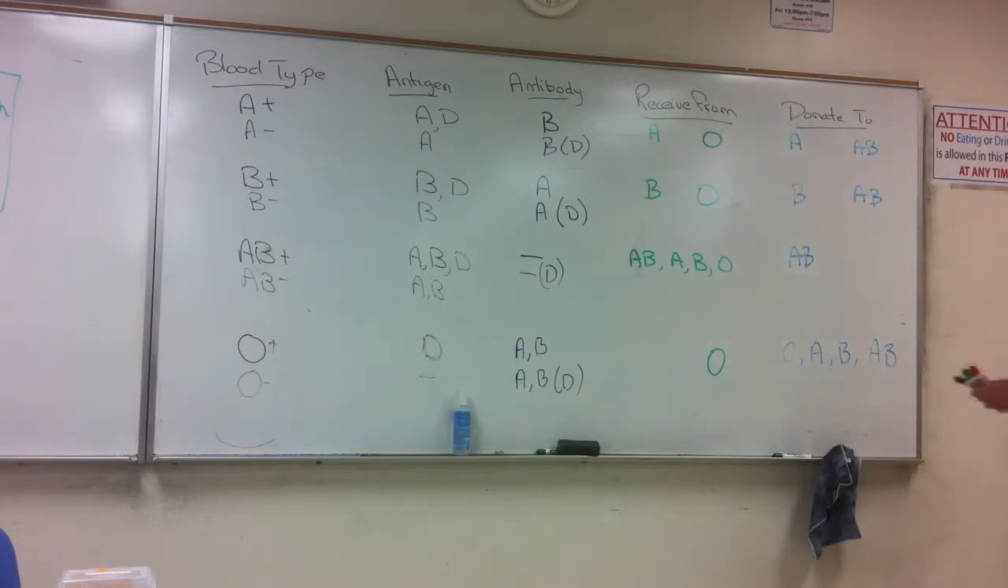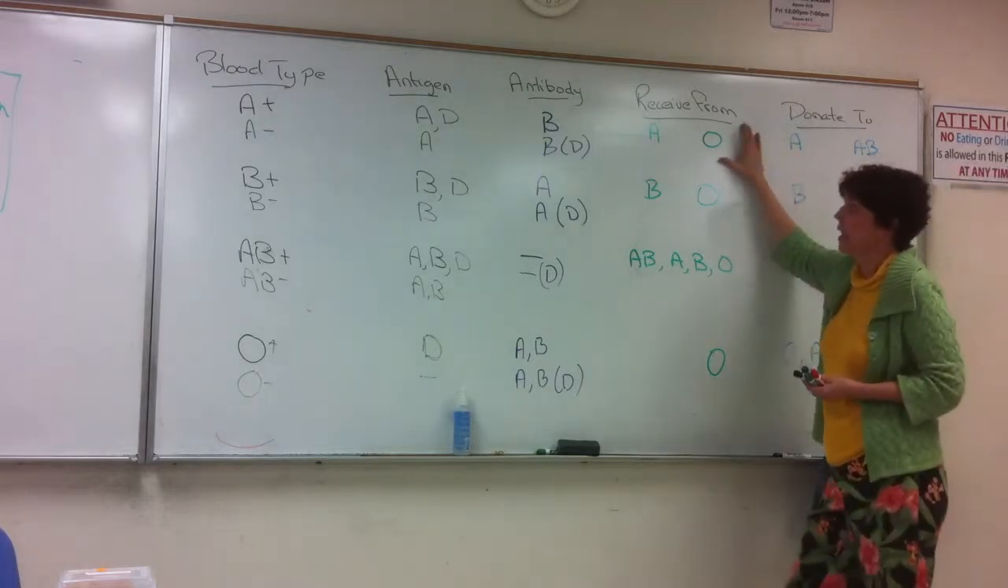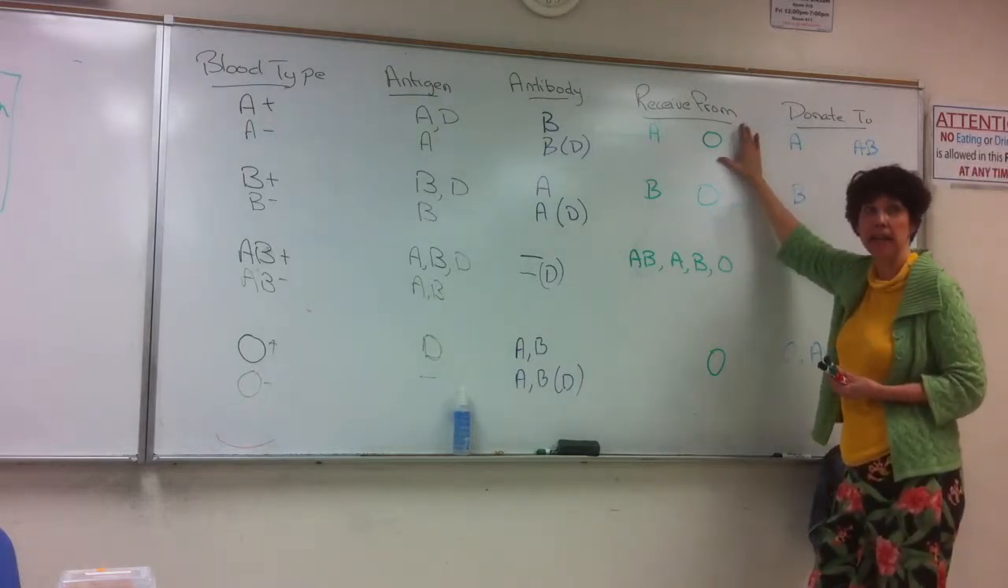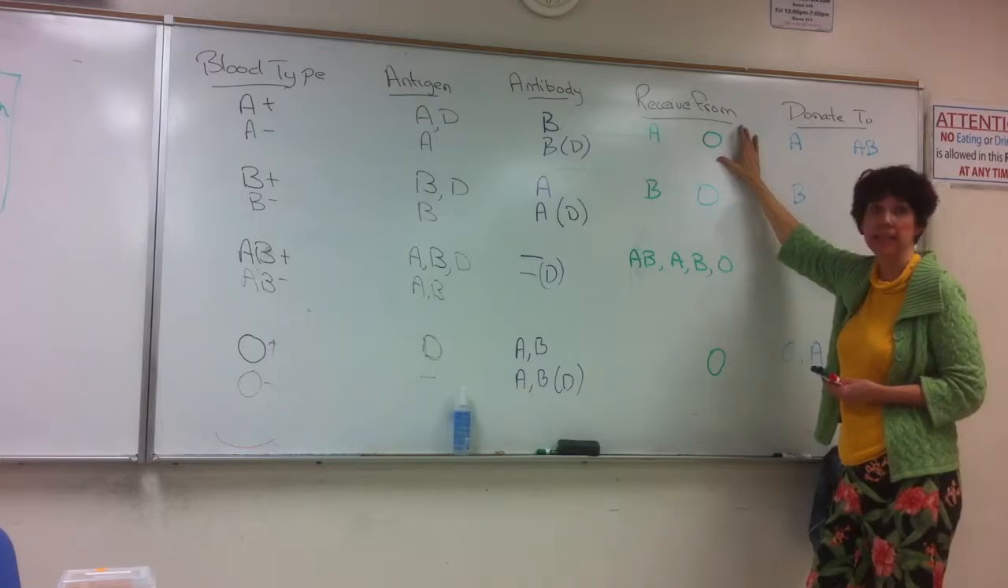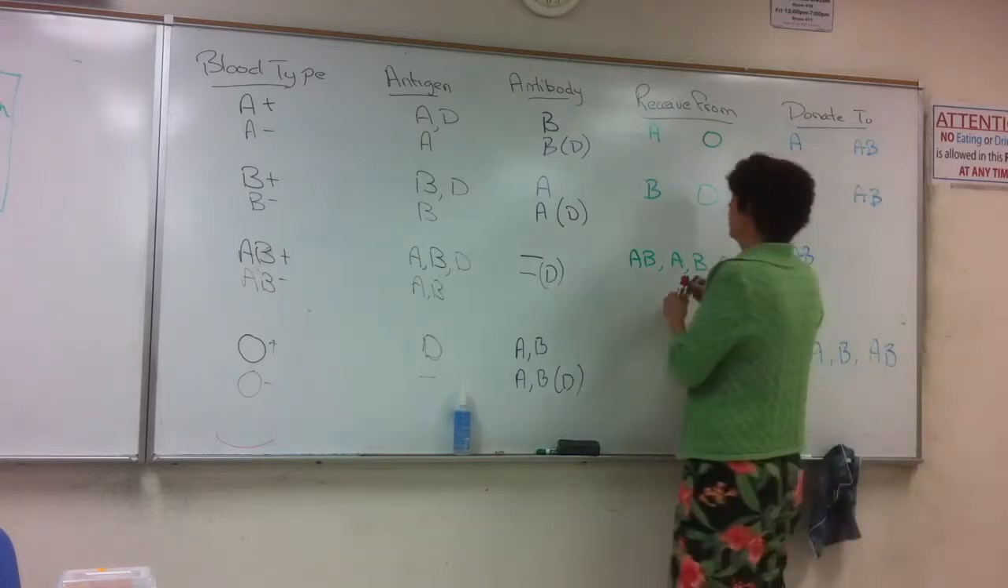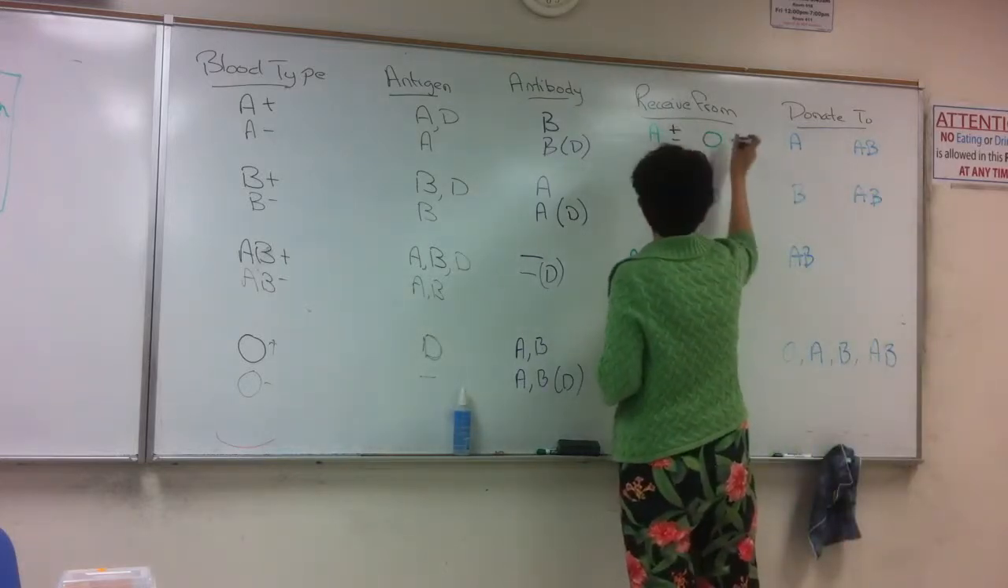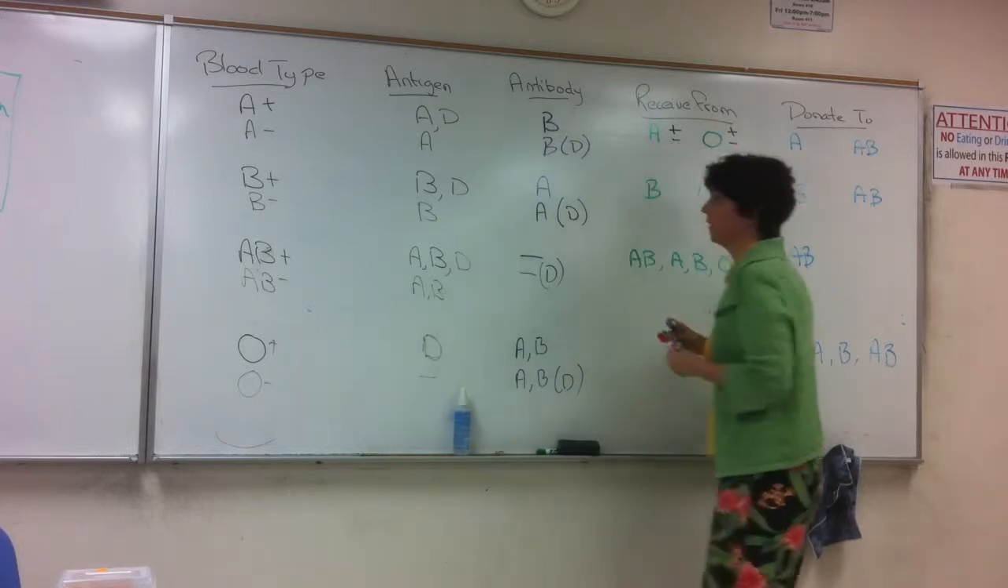Now, if I am positive, it doesn't matter whether I get negative or positive blood. The negative is a cipher. The negative means nothing's there, okay? So if I'm positive, I can receive A positive or A negative. Doesn't matter. Does that make sense? So, positive or negative, positive or negative.